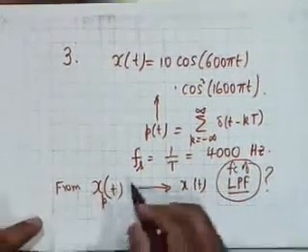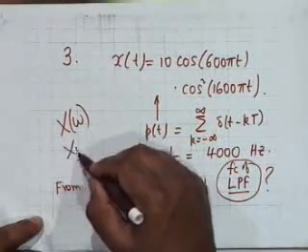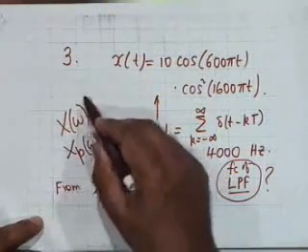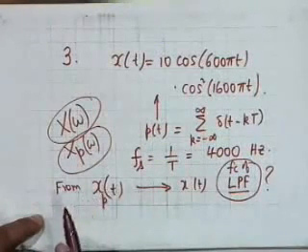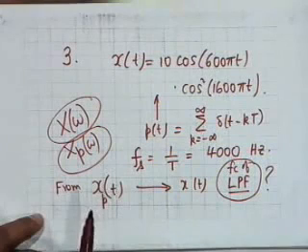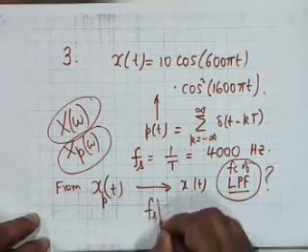And then you have also been asked to sketch capital X of omega and xp of omega, that is the original spectrum and the sample spectrum. And finally, the last question was find the minimum allowable sampling frequency, that is fs minimum.